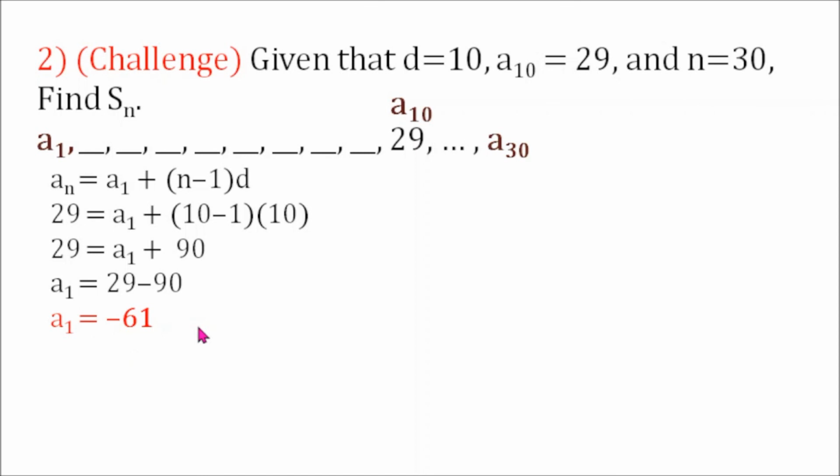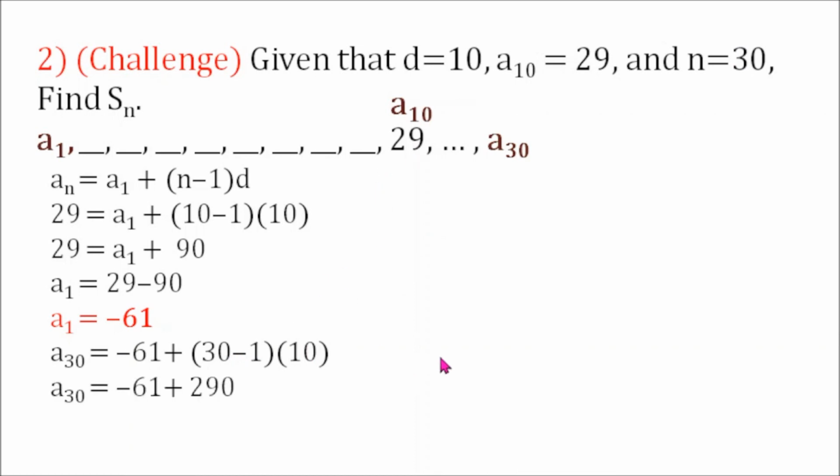We are now going to find the last term, or the a sub 30. So a sub 30 equals the first term, negative 61, plus n minus 1, and this time is 30 minus 1, then times 10, our common difference. So simplifying furthermore, we have negative 61 plus 290 equals 229. We have the first term, we have the last term.